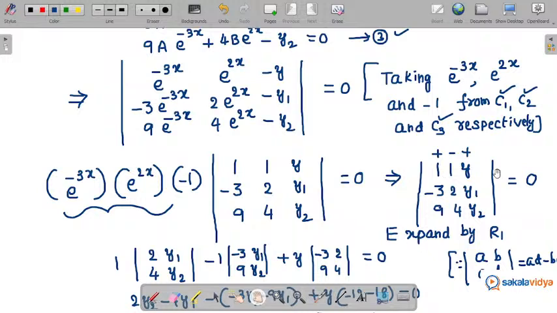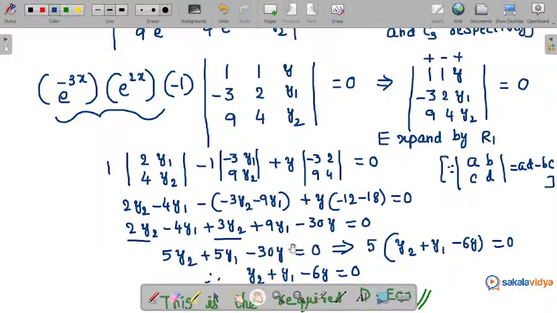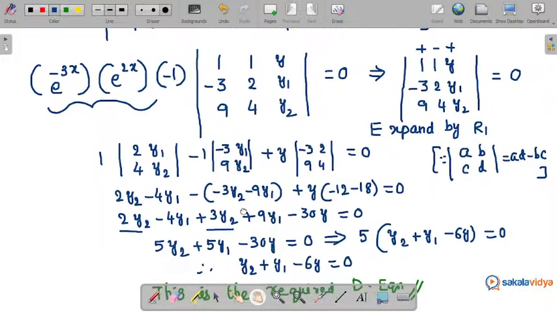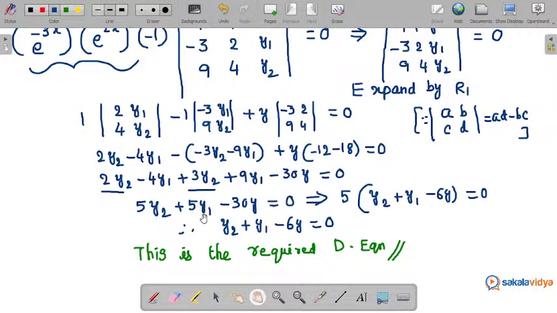So expand by row 1. When you expand along row 1, the sign scheme is plus, minus, plus. The cofactor means plus of minor, minus of minor and plus of minor. So plus 1 into the determinant, and by expanding you get this. After simplification we get 5y2 plus 5y1 minus 30y equals 0. Here 5 can be taken common, so y2 plus y1 minus 6y equals 0 by 5, which is 0. So this is the required differential equation.